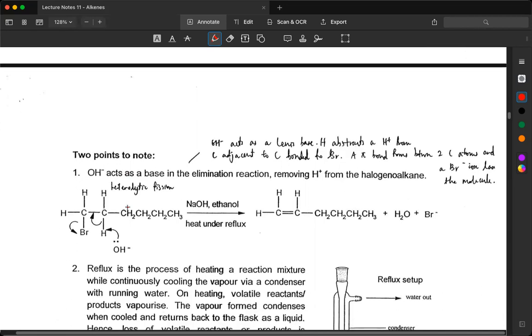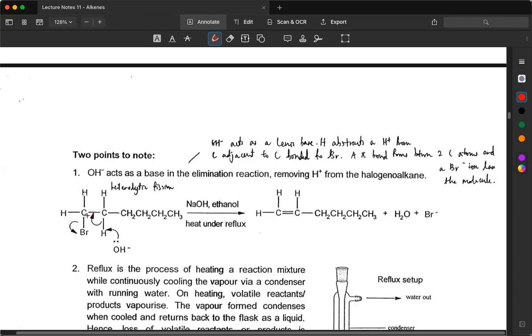So the OH minus, acting as a base, will first attack the H atom on the halogenoalkane. So it will remove H because H is not so electronegative. For a base, the lone pair of electrons of O is able to extract the H out. Because H is less electronegative, it's able to be removed more easily. So when this is removed, the bond between C-H is broken. And then this electron goes back to carbon, which forms a double bond with the adjacent carbon.